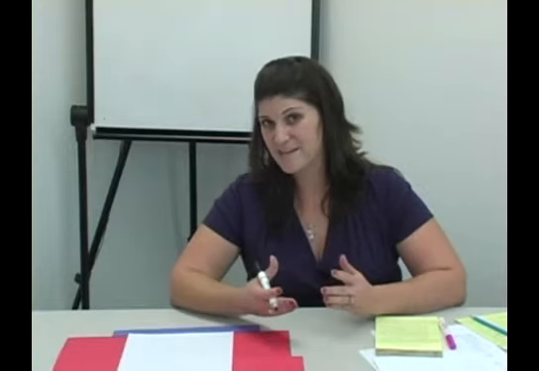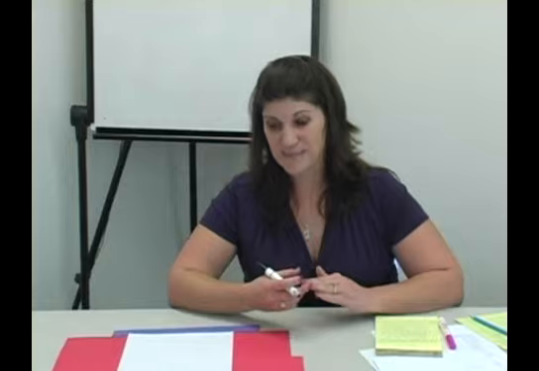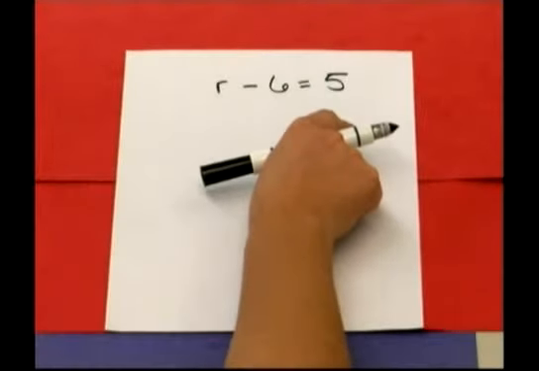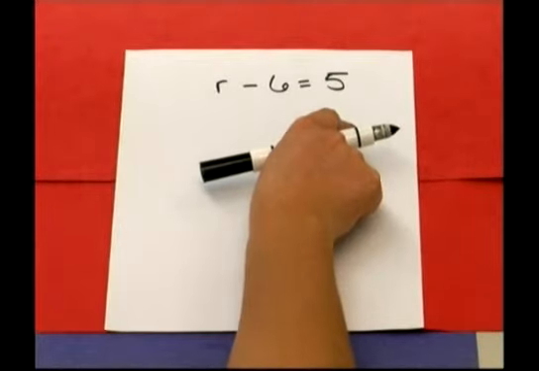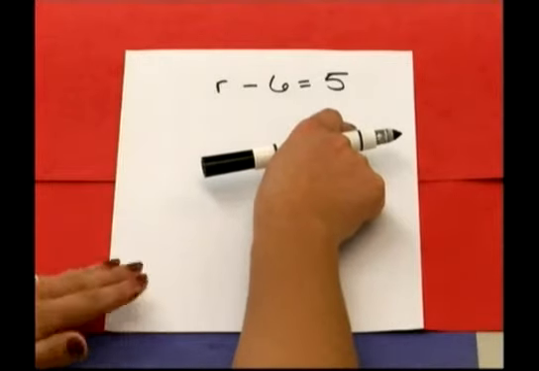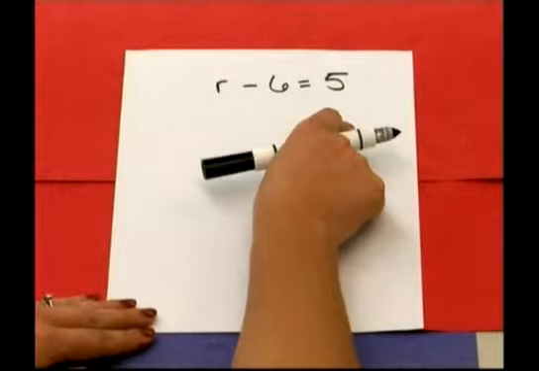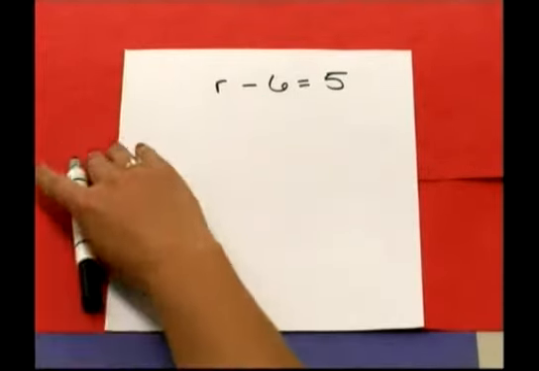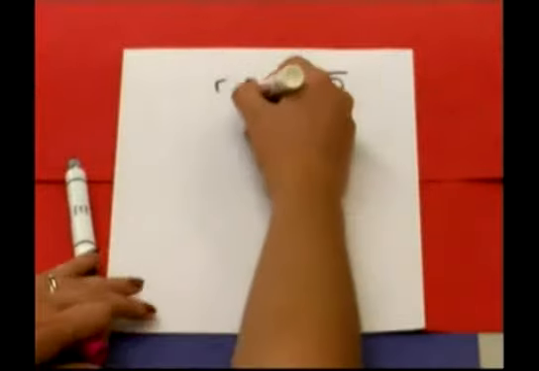Now that you've added a variable, let's look at subtracting. If we have r minus 6 equals 5, and I want to solve for r, well, we can look at this problem and go, what minus 6 equals 5? Or we can jump right to the algebra. So we're going to do the inverse operation. The opposite of subtracting 6 is to add 6.